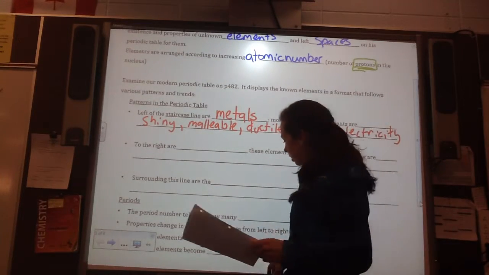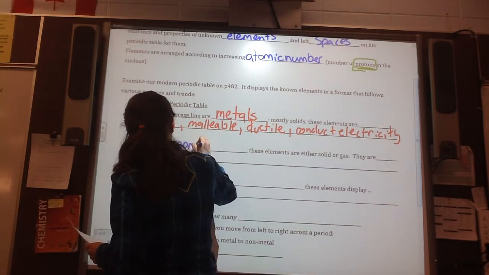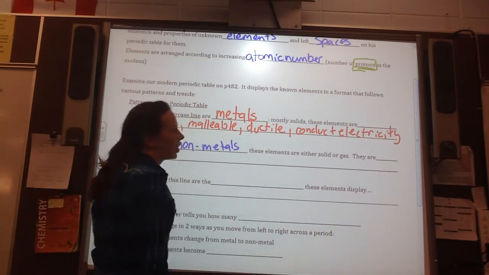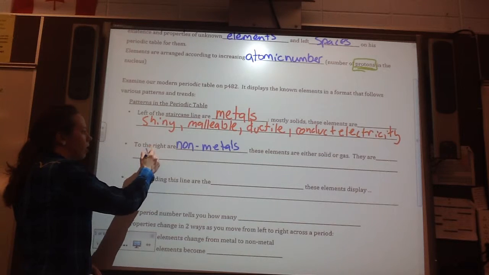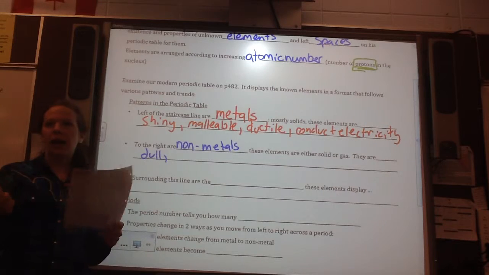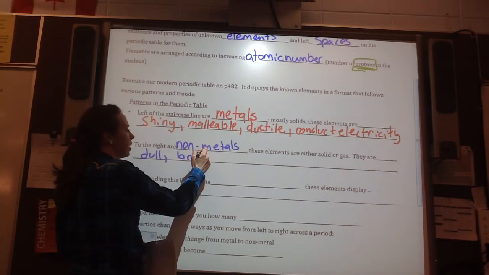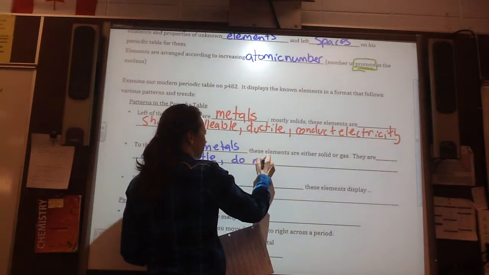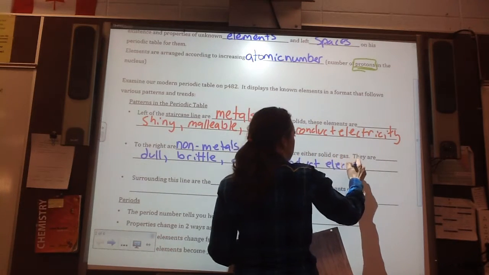So to the right, then, are nonmetals. Generally, the opposite of shiny is dull. The opposite of malleable and ductile is brittle, so it can break apart. And they do not conduct electricity.